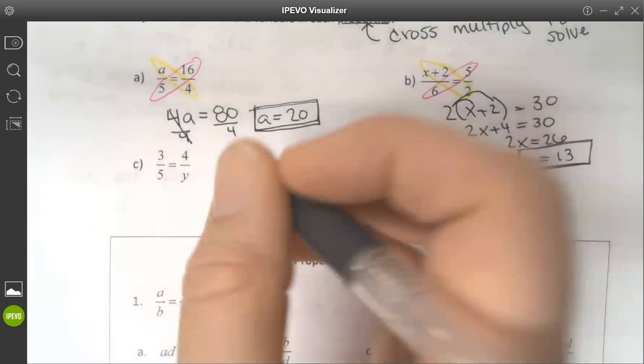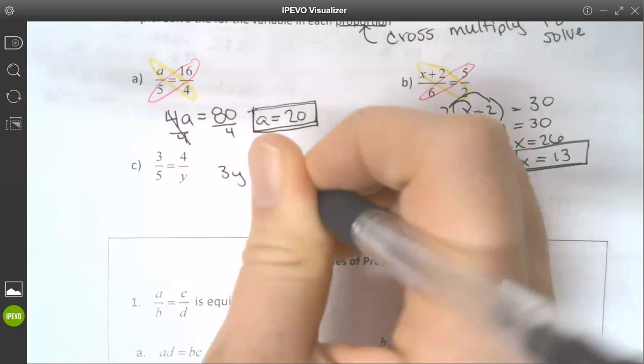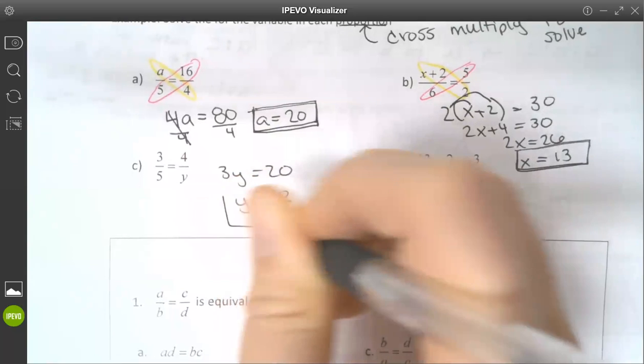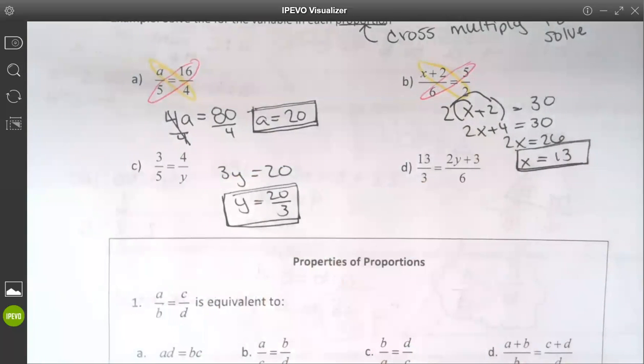So the first one, I just did a walkthrough and I saw 3y equals 20, which dividing by 3, just leave that as 20/3. Give you a minute to finish up D.